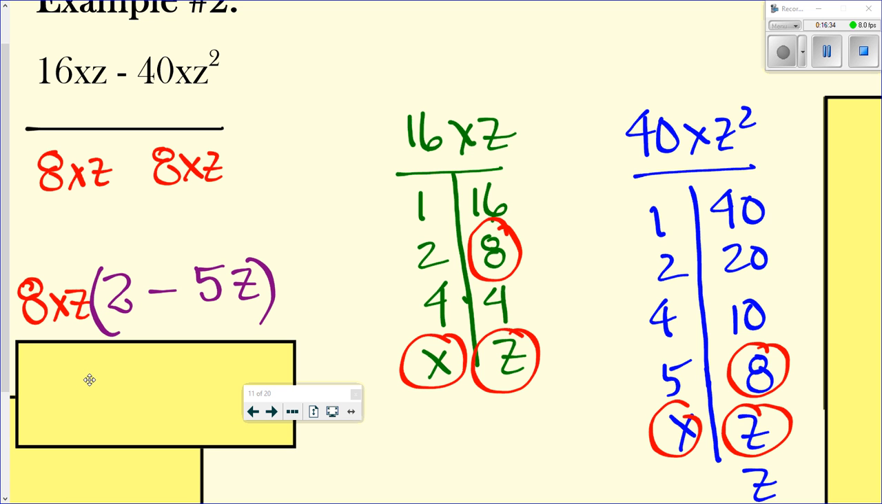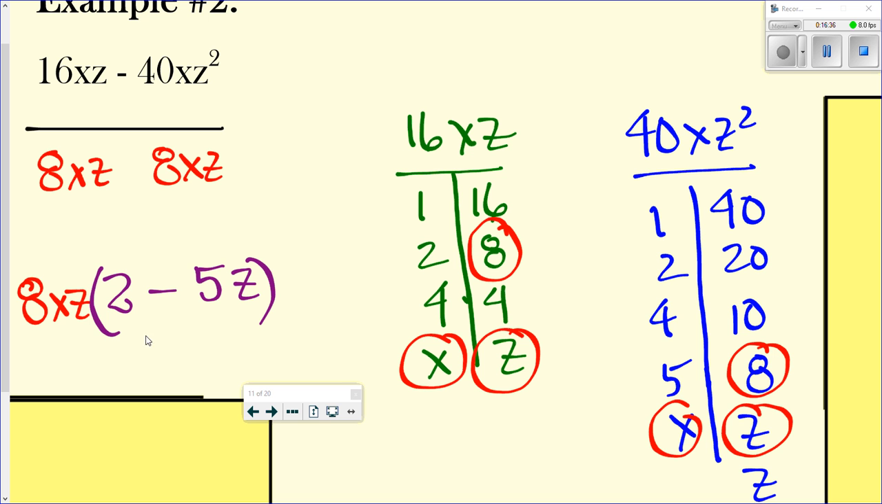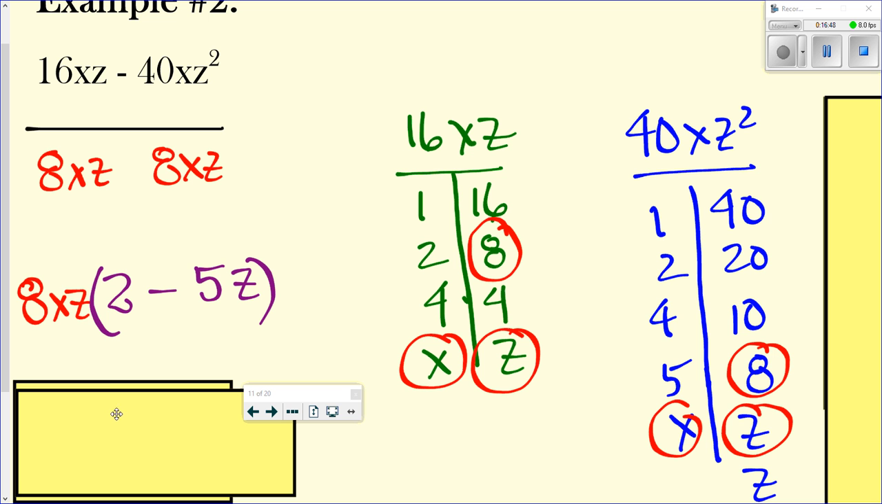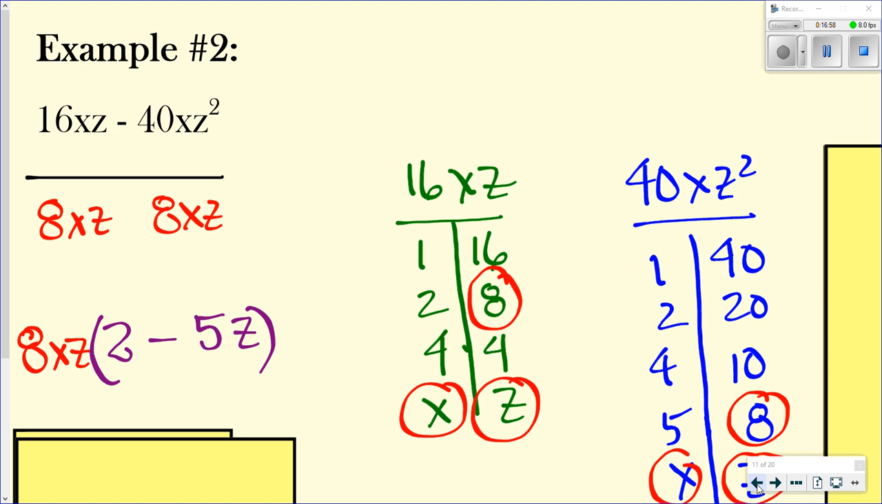And then here you go. Bring down the GCF, and then this is the other factor that came from you dividing each term by the GCF. And there you have your answer. Make sure I have nothing hiding. Okay, next one. Oh, I lied. That was the last one.